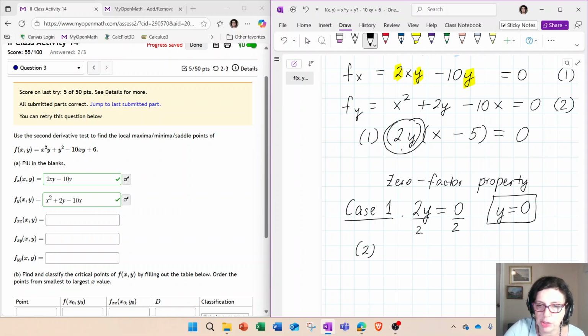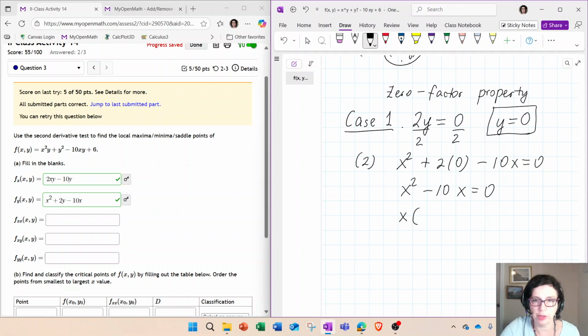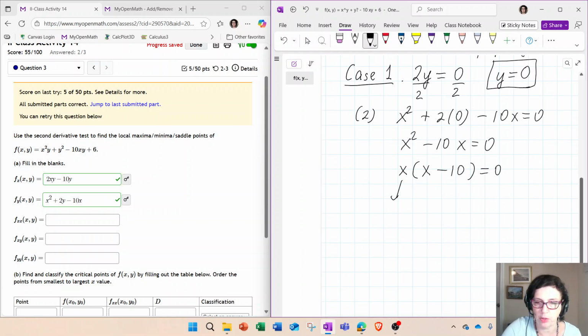So now let's go back to fy equals 0. So x squared plus 2y, and y is 0, minus 10x equals 0. Now, how do I solve this? This is another zero factor property because these two things have a common factor, which is x. When I factor it out, I will get x times x minus 10. And again, I have two factors that I can separate and say, either x equals 0 or x minus 10 equals 0, which corresponds to x equals 10.